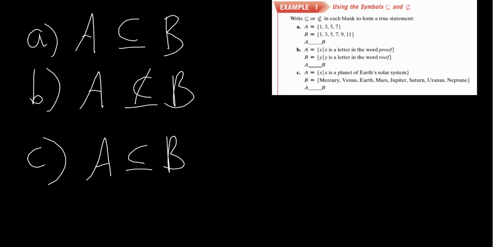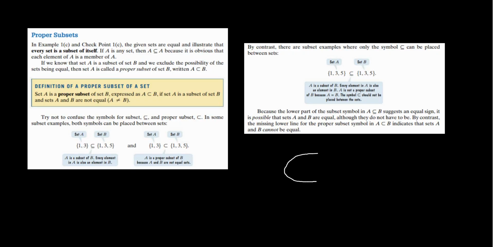Okay, so for example, going back to example one, just A is a proper subset of B. Okay, so every element in A is in B, and set A and set B are not equal to one another. So we could say that it is a proper subset. Okay, so the definition I pretty much went over, but we'll go over it again. Set A is a proper subset of set B if set A is a subset of set B and sets A and B are not equal.